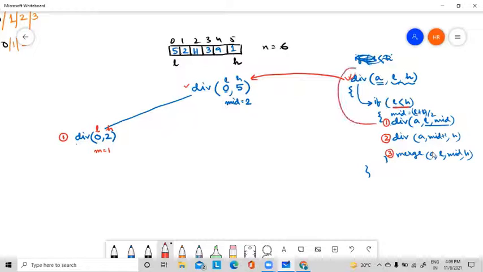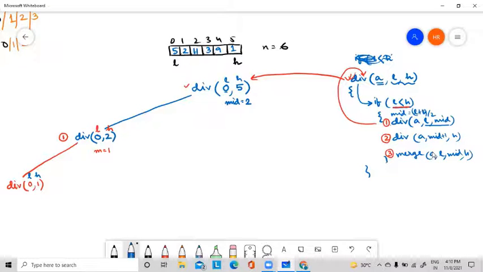So it has now come back to this div function, because it is calling the div function. Now it will call the first div function from there. What is in the first div function? L and mid. What is L here? L is 0. What is mid here? Mid is 1. Correct?